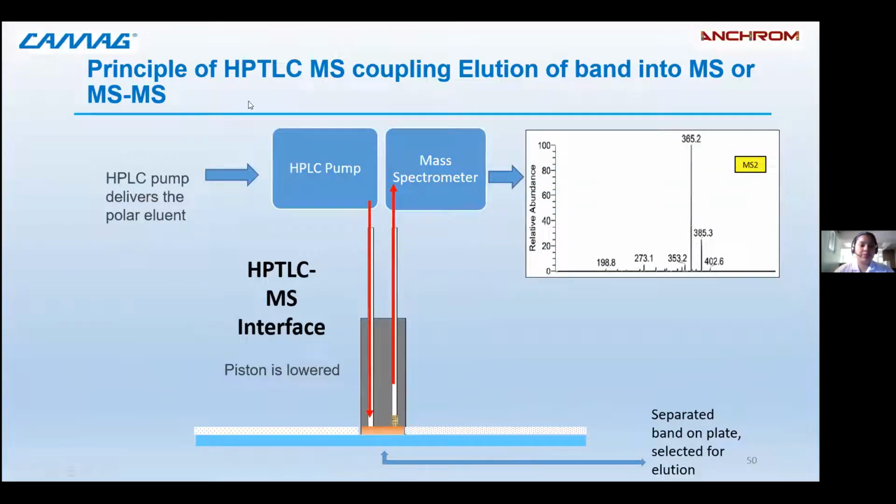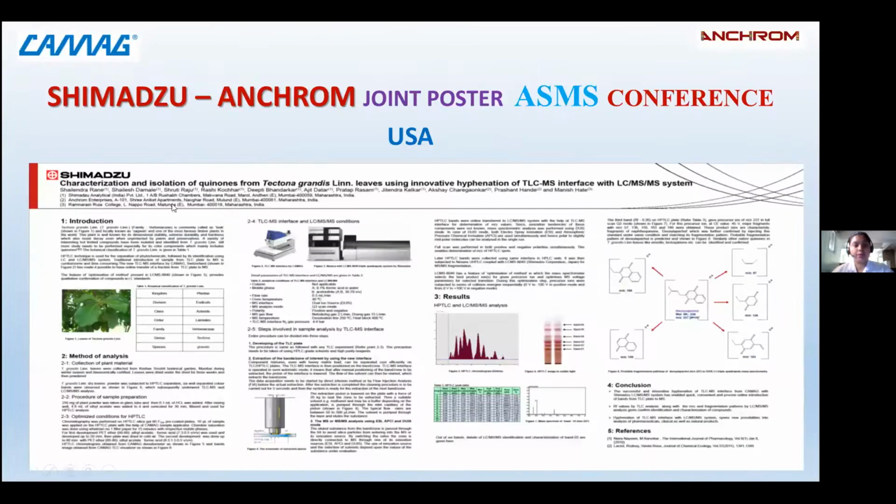An HPLC pump is used to deliver the solvent to the interface, and through the inlet of the interface the solvent is pumped. Then it will go to your plate. It will elute your bands, and with the help of the solvent, the eluted particles get dissolved in the solvent, and it will go directly to the mass spectrometer, and it will give you the mass to charge ratio. Then a Shimadzu and Anchrom joint poster for the ASMS conference in the USA was done.